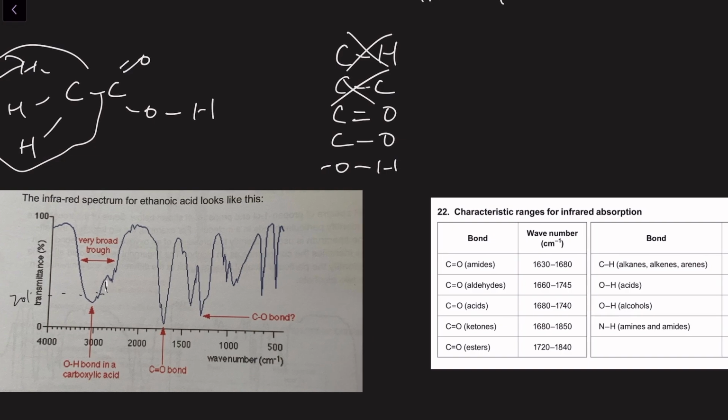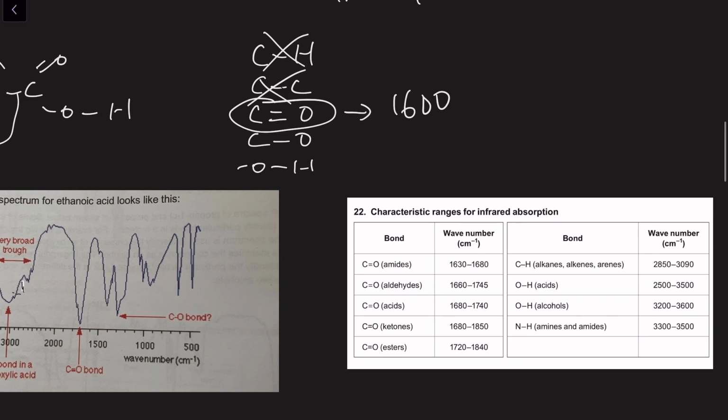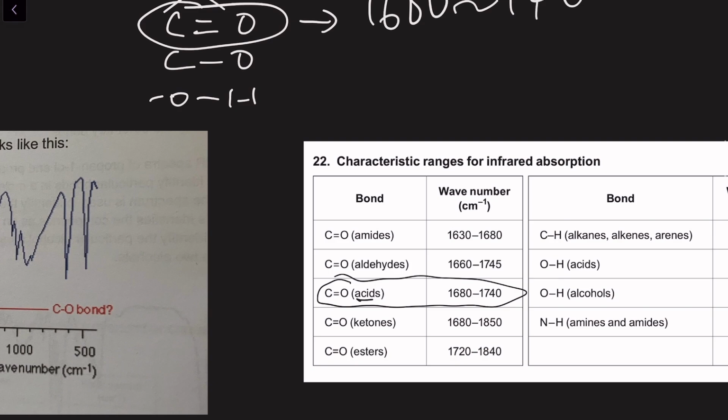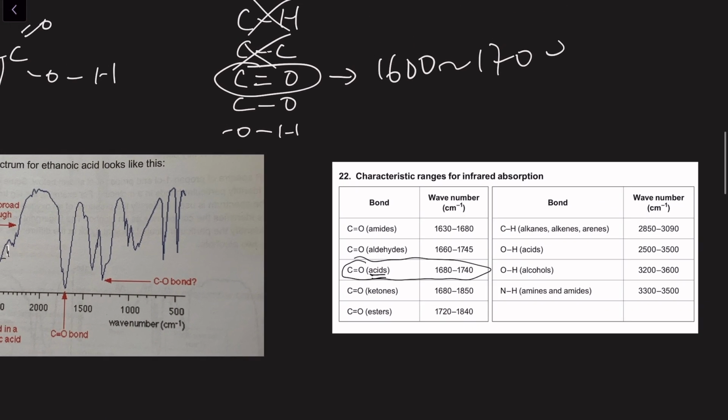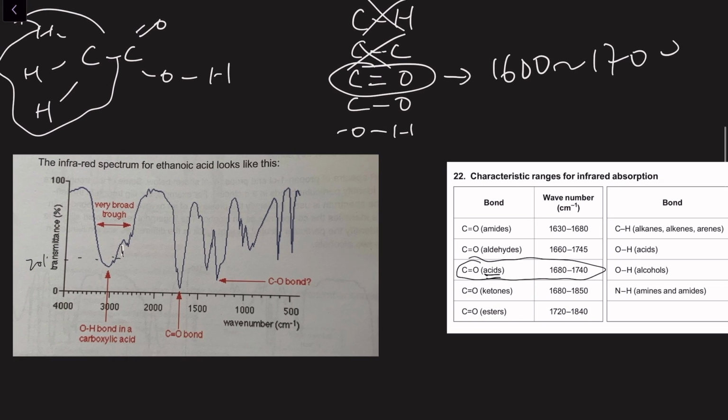And then we look at the C=O double bond. So the C=O double bond occurs in the wave number of around 1600 to 1700, as you can see from the data book. Be careful that this corresponds to C=O for acids, and by acids we mean carboxylic acids. And we can see this absorption from the infrared spectrum. So if you look at here, this trough corresponds to the C=O double bond.